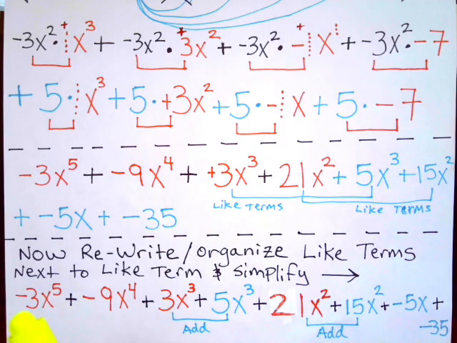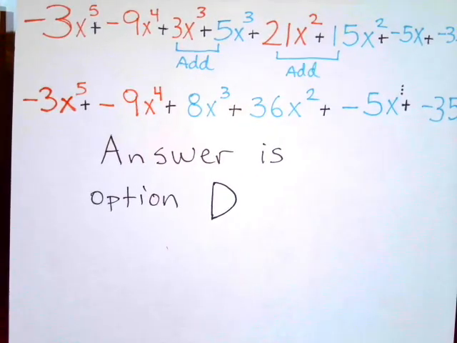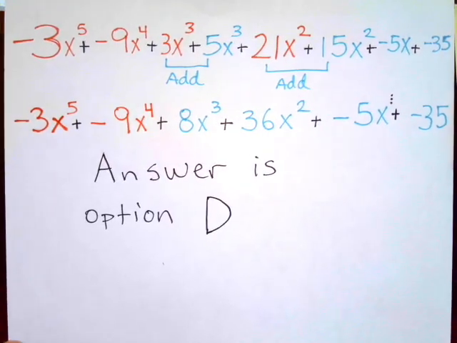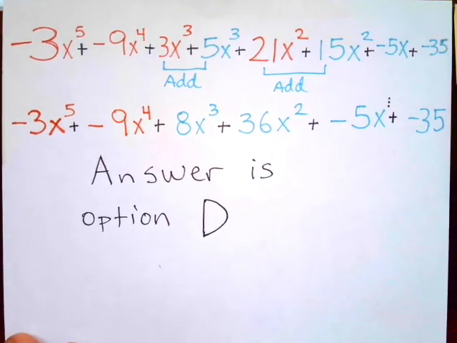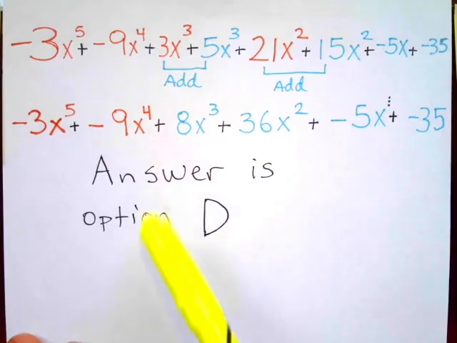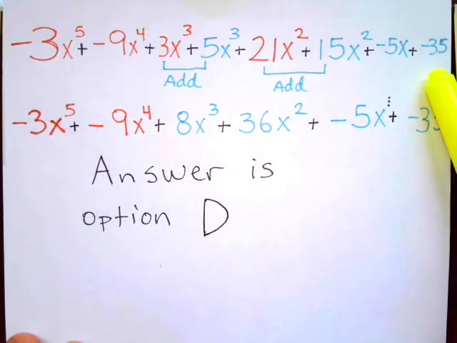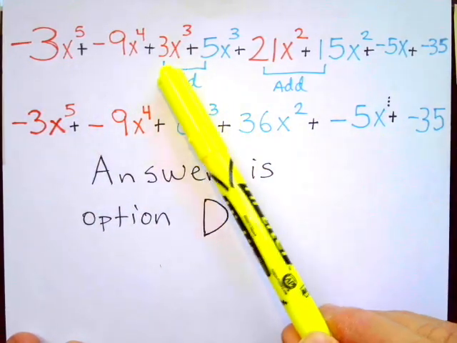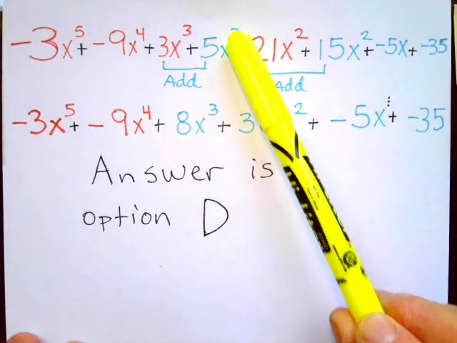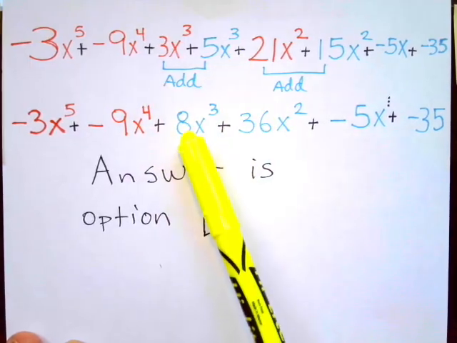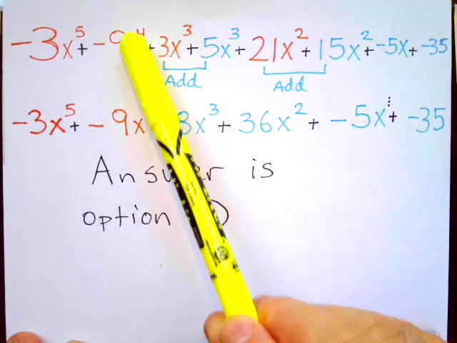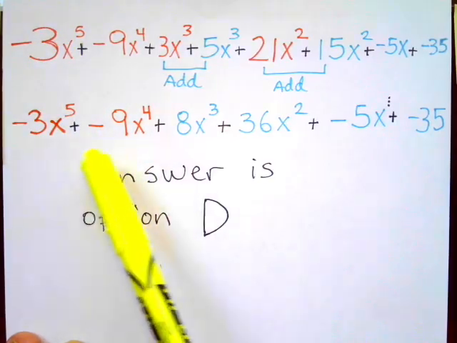I ran out of room on this page, so on the next page, I'm going to show you, and we will wrap this up in part 2. So let's take a look here. We have the exact same thing from the previous page. We have it all written here. The only like terms I have are 3x cubed and 5x cubed. So I add them together to get 8x cubed. Everything else I'm just rewriting.